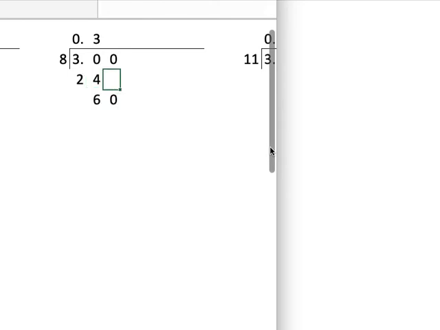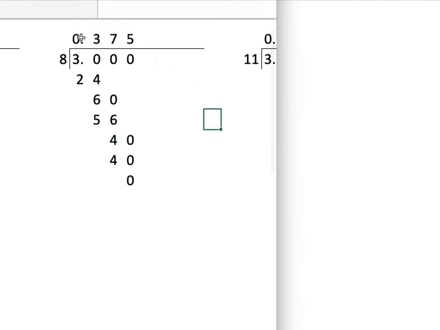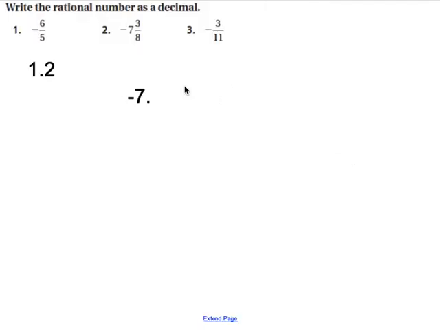We can bring down the 0. 8 goes into 60 7 times. 7 times 8 is 56. 60 minus 56 is 4. We're going to bring down a 0. Looks like we need another one. 8 goes into 40 exactly 5 times. 5 times 8 is 40. So we get our remainder 0. So 3/8 as a decimal is 0.375. So this answer is -7.375.